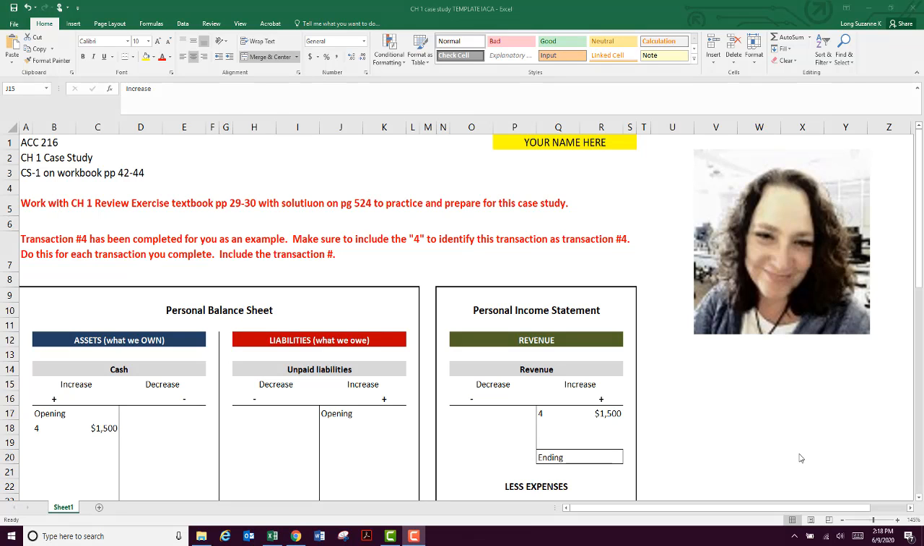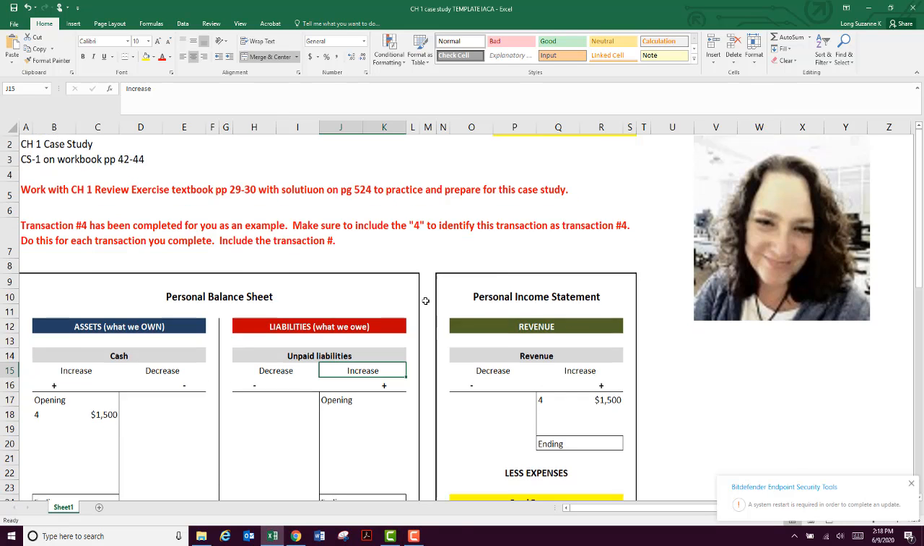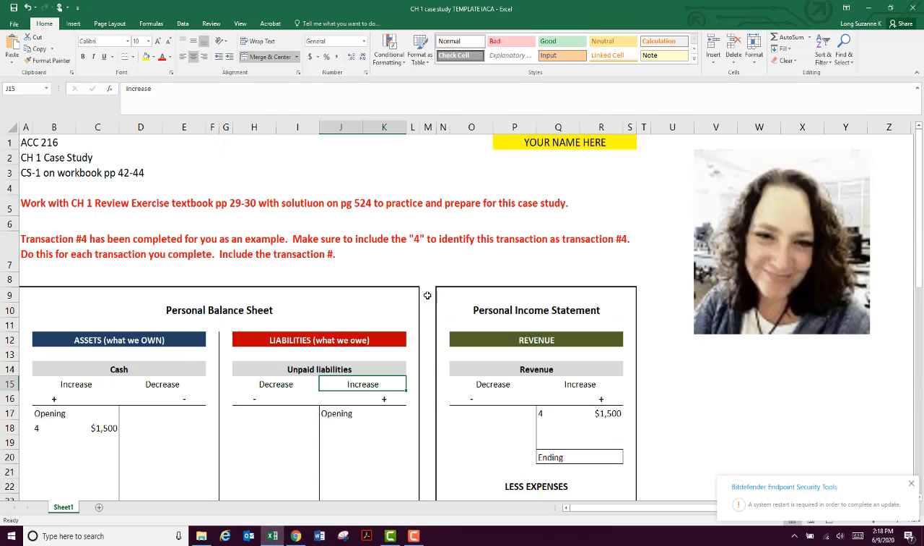Hey everybody, we are going to do a Chapter 1 practice problem together. This problem will help you get ready for the Chapter 1 case study and just help with Chapter 1 in general. So I'm starting with the Chapter 1 case study template file. This is the file that you pull up when you're ready to work on your Chapter 1 case study. It's a blank template file. It's here for you to fill in for the Chapter 1 case study.